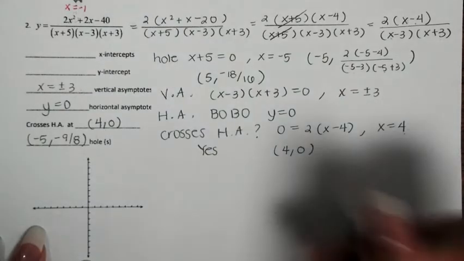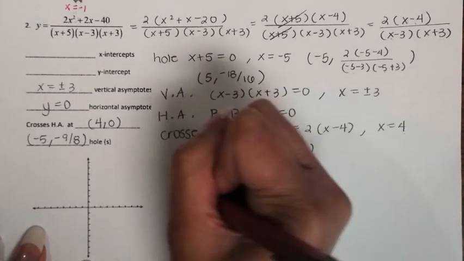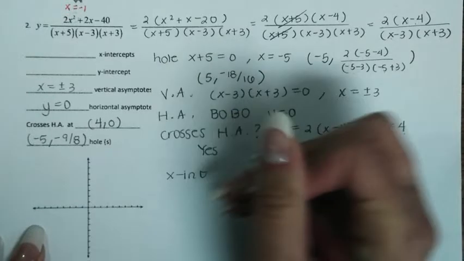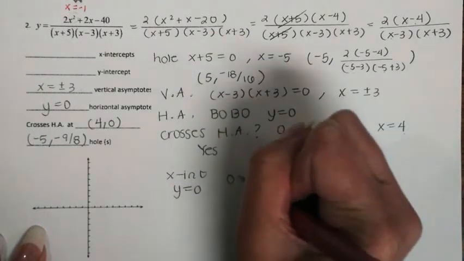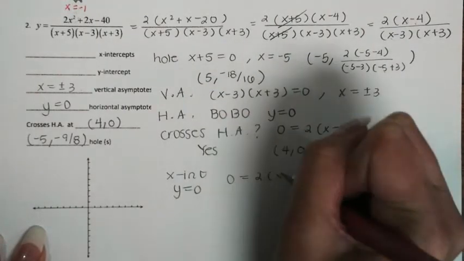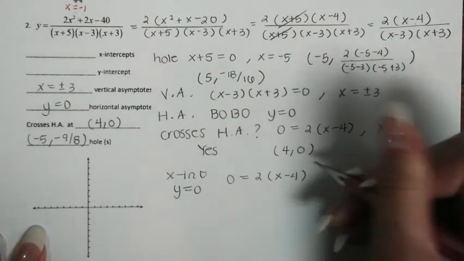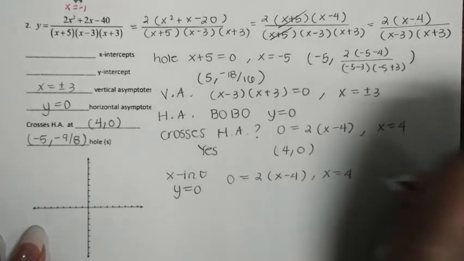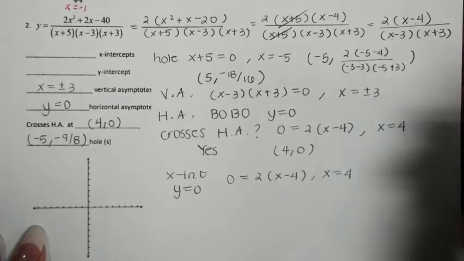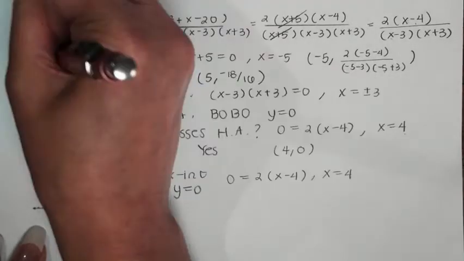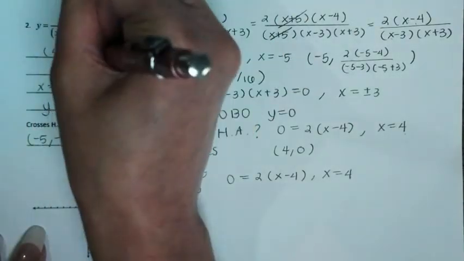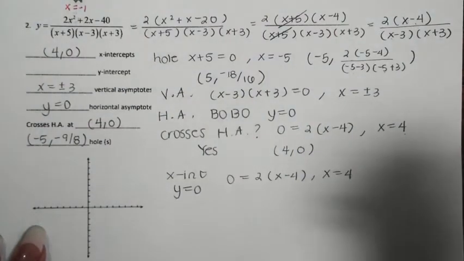Okay, the next one that we need to find is the x-intercept. For the x-intercept, remember we let the y equal 0. So you have 0 is going to be equal to 2 times x minus 4. Pretty similar to the previous one, so you already know that it crosses the horizontal asymptote at the same point that it crosses the x-intercept in this situation. Okay, that's not always the case, but that's a coincidence here.